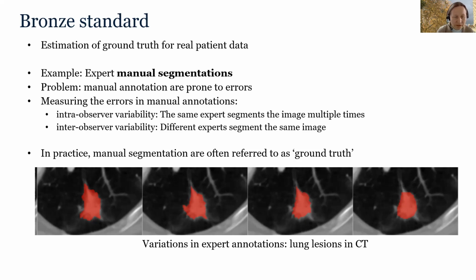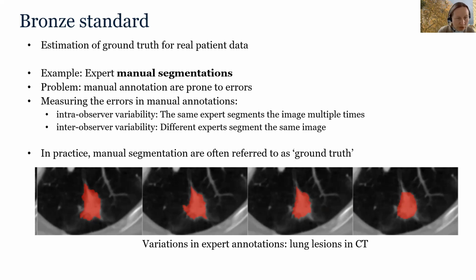Of course, this can be a very time-consuming process. Nobody likes to do that, but it's usually the only option that we have. So problem with manual segmentation, though, is that they are prone to errors. And here you can see an example of manual segmentation of a lung lesion in CT. And if you look in detail at the boundaries, you can see that each of these segmentation have slightly different boundary. And this is all the same image. So you can see that it's not completely clear what the correct segmentation is, and there are errors.